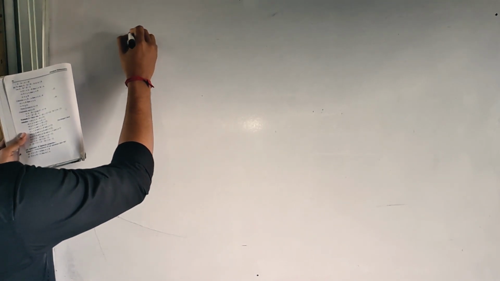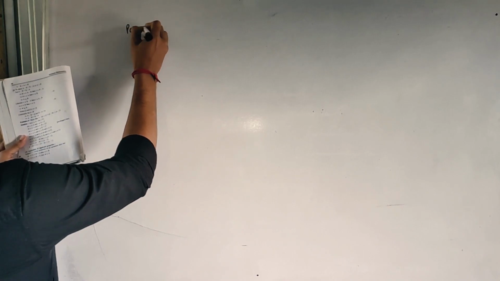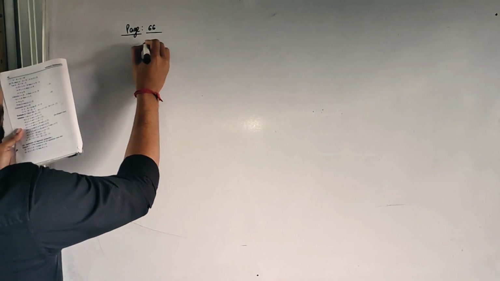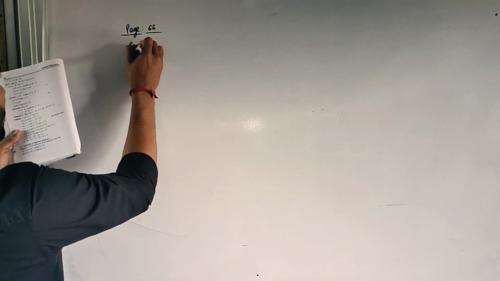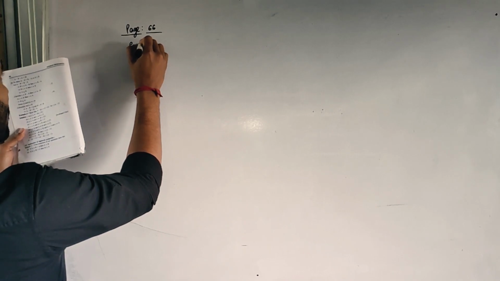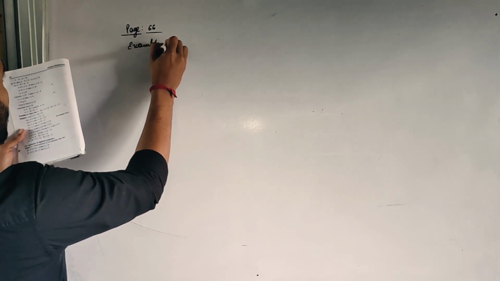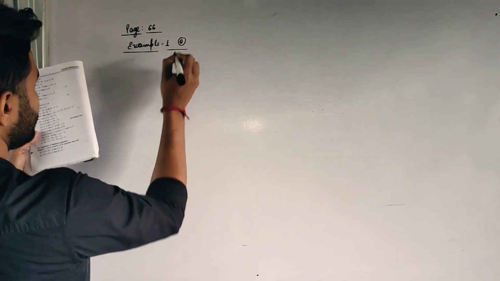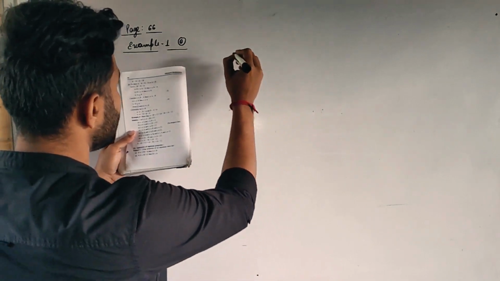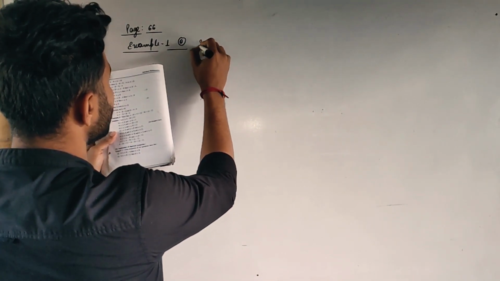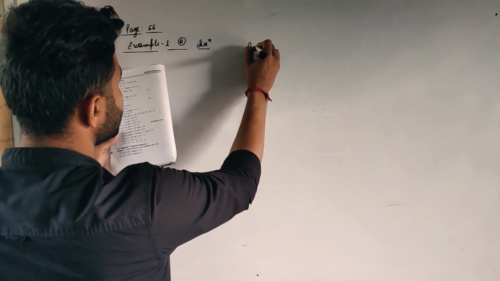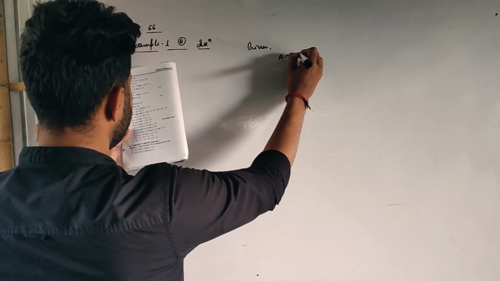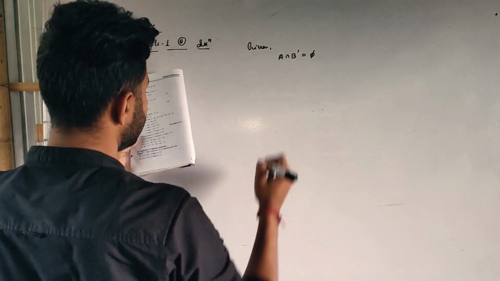This is page 66, example 1, question number A. Done. So let us start. Given. What is given? Given A intersection B complement is equal to empty set is given.